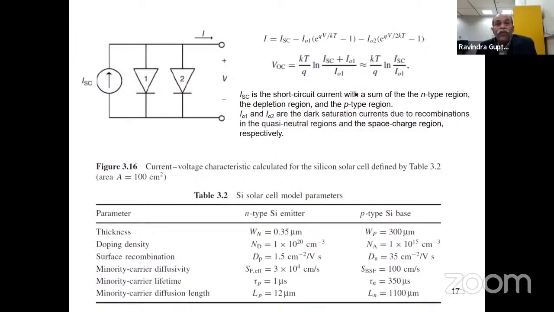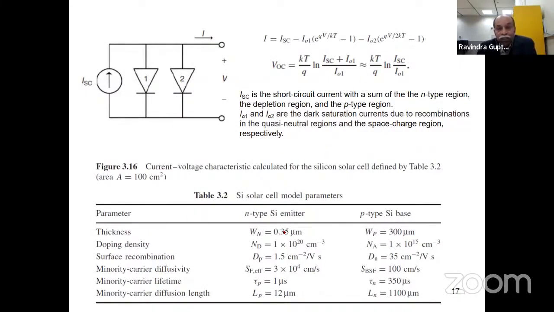So I01 is from the N-type and P-type region, and I02 from the depletion region. It generates dark saturation current, and thus the recombinations. This is the expression for the total current. This is the open circuit voltage. When we have no current, then this is the open circuit voltage, which is a function of ISC and I01, and it depends on temperature as well, you can see. So here, this is for the model.